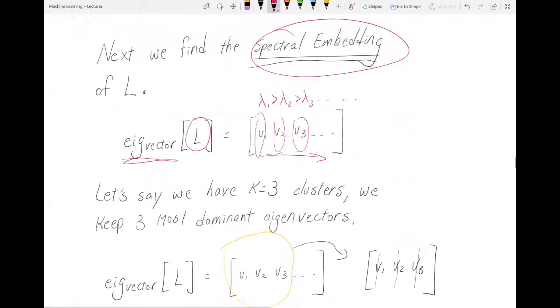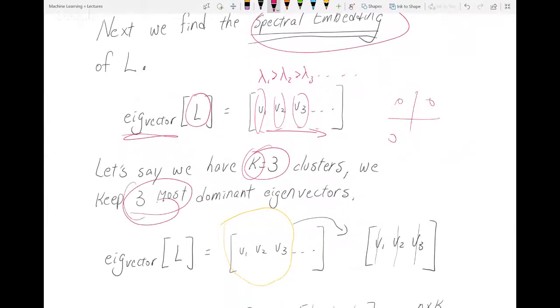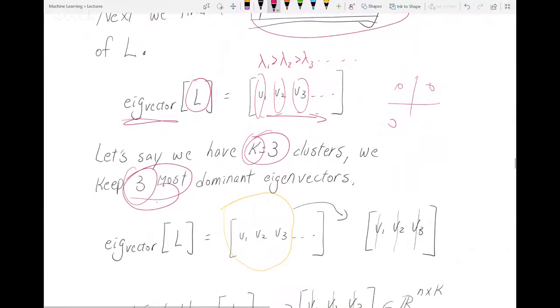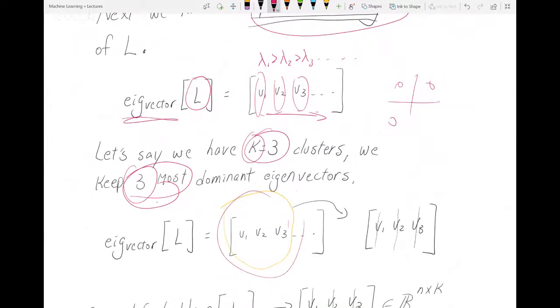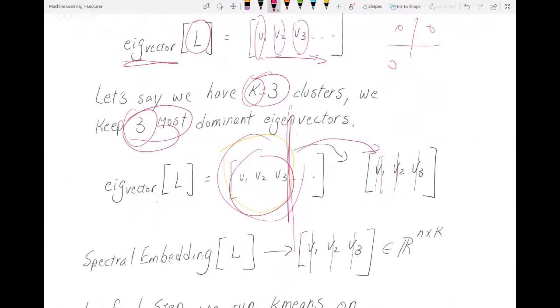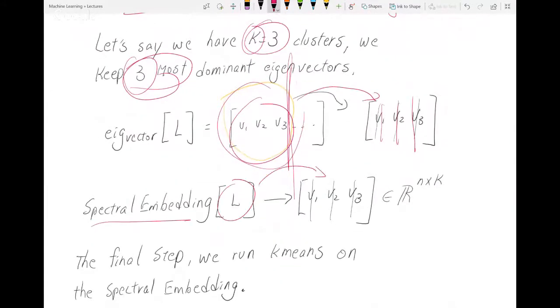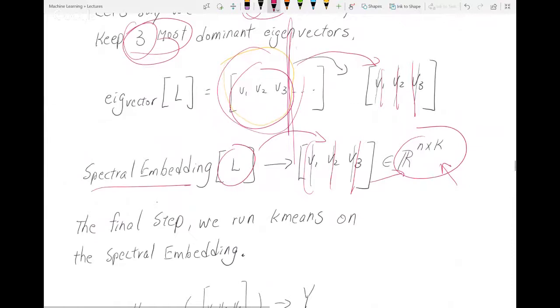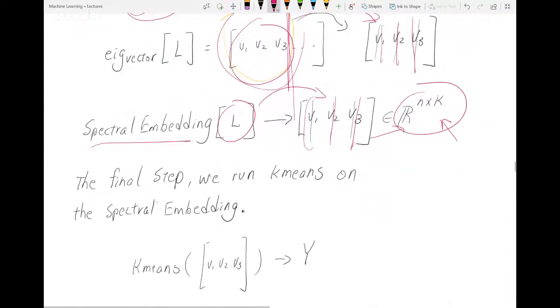And then, depending on the number of clusters, K, so let's say we have 3 clusters, we pick the number 3, most dominant. So we chop it off right here, and this right here becomes the spectral embedding. So only 3 of them. As you can see, doing the spectral embedding, the result is just the 3 most dominant eigenvectors, and this becomes an M by K matrix.